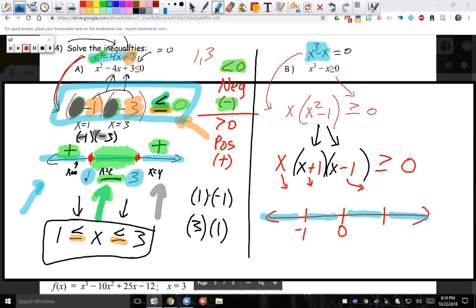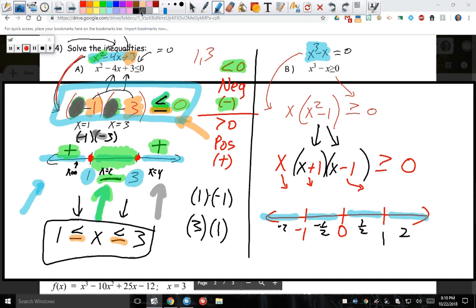Alright, so now we need some test points. We could try something that's less than negative 1. We could try negative 2. We could try something in between negative 1 and 0, like negative 1/2. And then this over here was 1. So we're going to try something between 0 and 1, which could be a positive half. And then this last thing, something that's bigger than 1, we could try like 2. Okay, these are our test points.